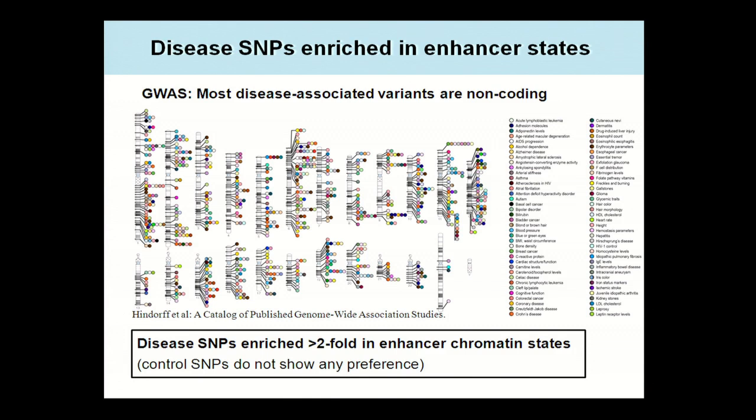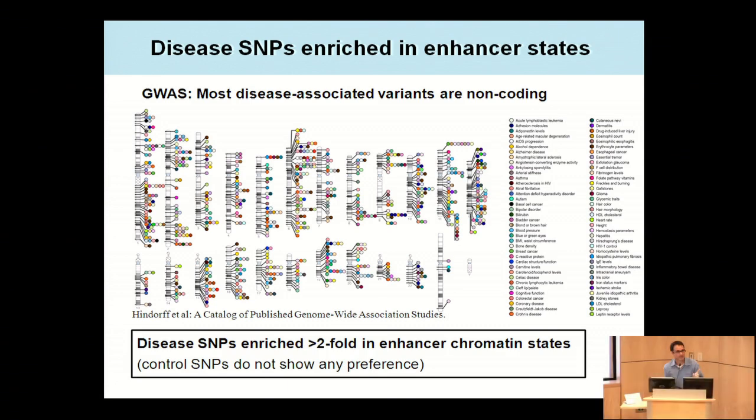And if you look at just your average run-of-the-mill SNPs, they don't show any predisposition to sit in any particular chromatin environment. But if you look at SNPs that have been associated with disease, all of a sudden you see an enrichment for the enhancer elements that I've been talking about and showing you. So SNPs associated with disease have more than a twofold enrichment to sit in chromatin regulatory elements that look like enhancers, okay?